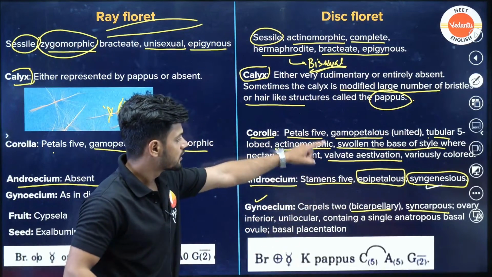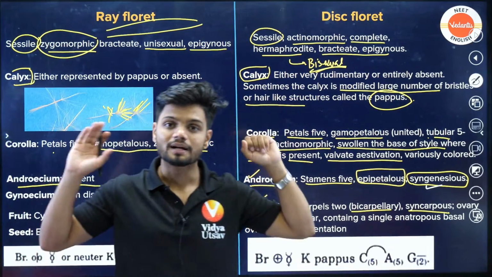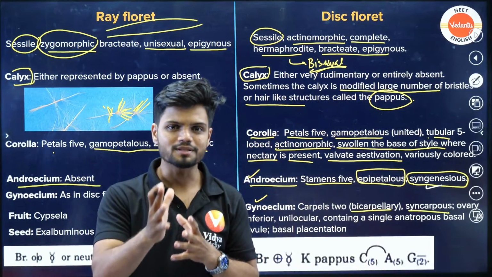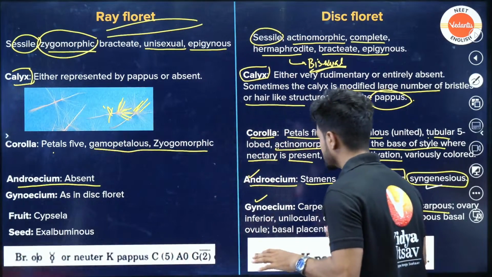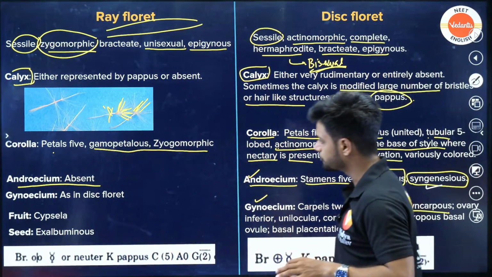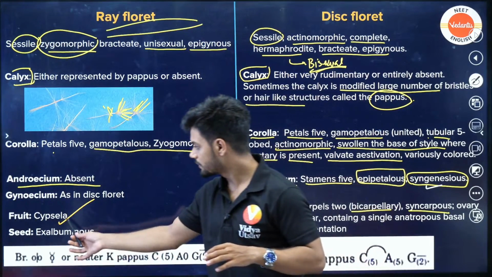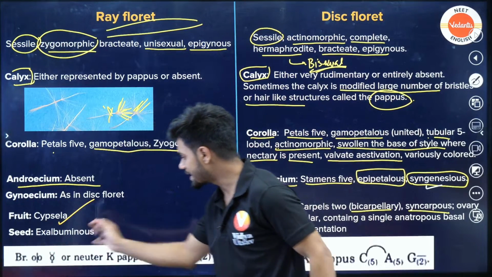Syngenesious condition as well as pappus, as well as the difference between your ray florets and disc florets. That is your Compositae foundation. These are the points where the question will be asked, nothing extra. Now, if you look at the floral formula here, the fruit is going to be cypsela here. Clear? Then we have the seed being exalbuminous.